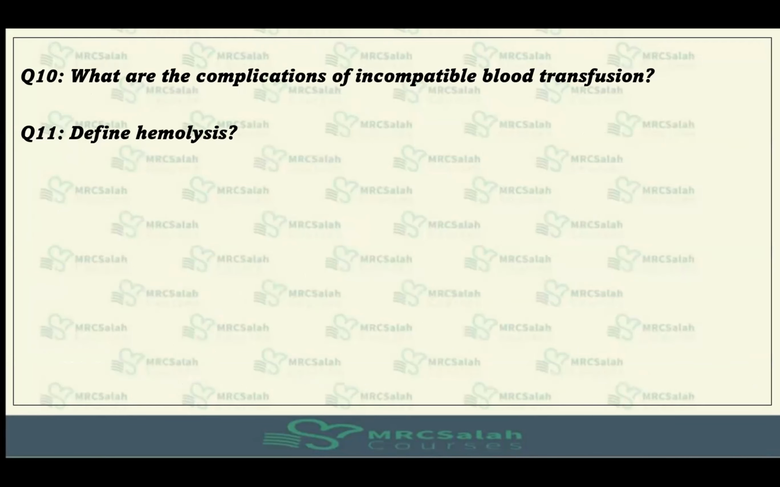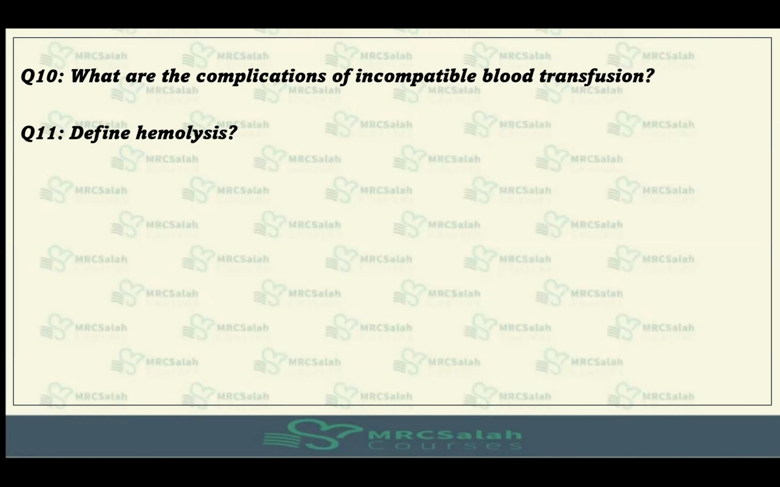So can you please tell me what are the complications of incompatible blood transfusion? Immune hemolytic anemia, acute hemolytic anemia, febrile non-hemolytic anemia, the early complication and late complication. Early complication like anaphylactic shock, and late complication like electrolyte disturbance, hyperkalemia, hypocalcemia, hypothermia, early complication.